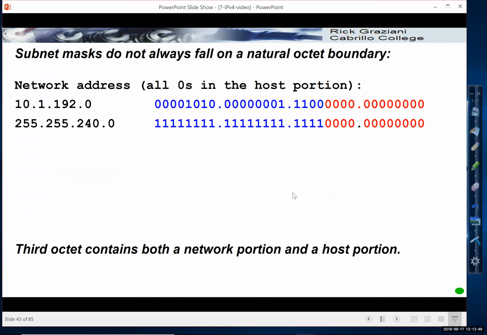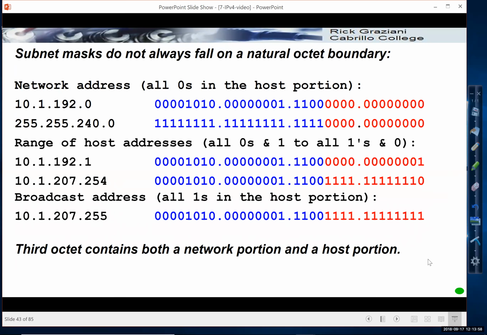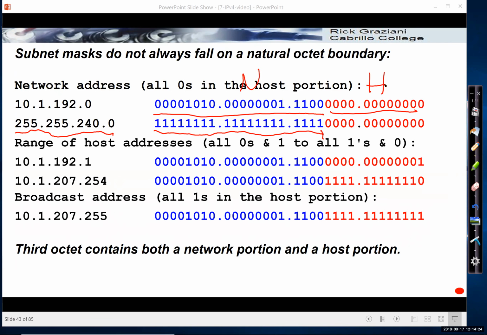Okay, so it's important to remember that subnet masks do not always fall on a natural octet boundary. We've seen this before, right? So if we take a look here at our subnet mask 255.255.240.0, our ones end there and our zeros begin right there. The blue where the ones are is the network portion of our address, and this would be the host portion. So it makes things a little more difficult to look at.